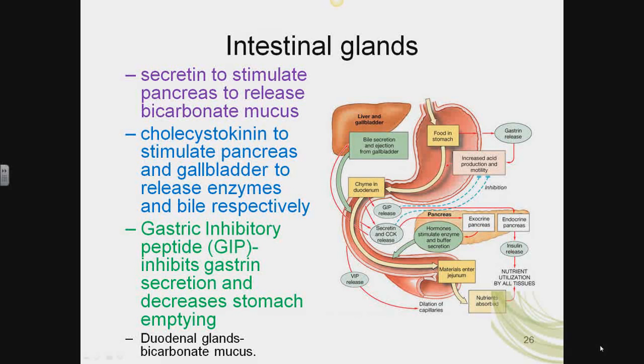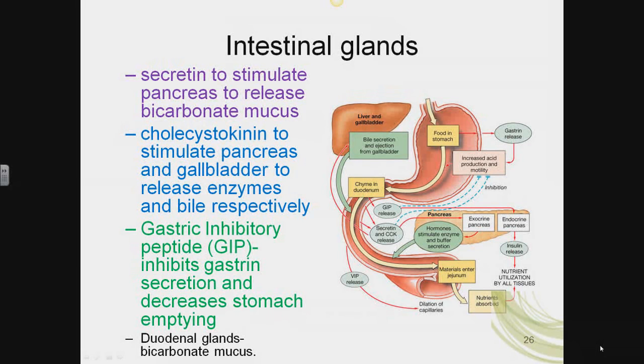Gastrin, like I said before, is secreted by the G cells in the antrum of the stomach in response to stretch of the stomach and the presence of peptides or amino acids, or under the nervous stimulation from the vagus nerve or from the enteric nervous system in the submucosal plexus. Again, gastrin hormone will stimulate parietal cells to secrete hydrochloric acid.